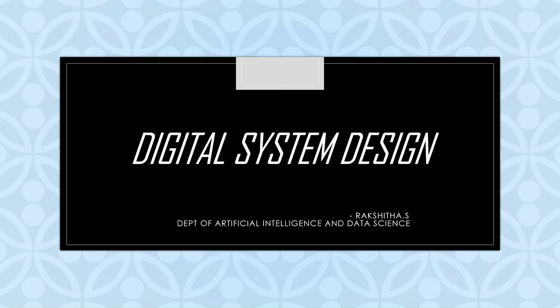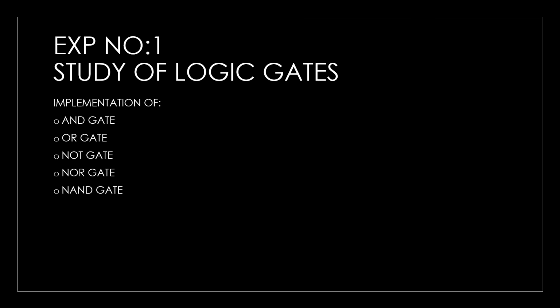So in this video, we are going to see the experiments for the DSD Lab. The first experiment is the study of logic gates. In this experiment, we will learn about the implementation of AND gate, OR gate, NOT gate, NOR gate and NAND gate. And we will also see the implementation of a 3-input NAND gate.